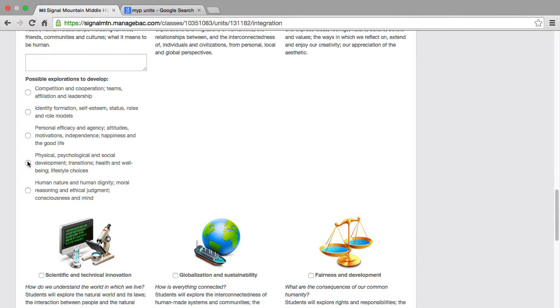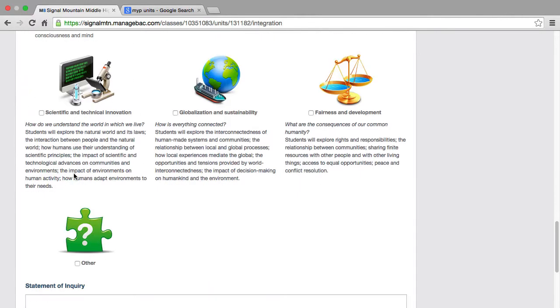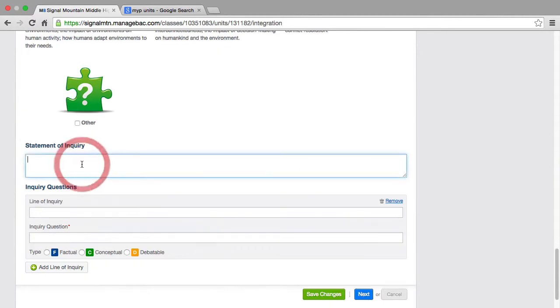I went ahead and selected this 4th option because I want to look at social development, I want to look at health, well-being, and lifestyle choices in my unit. Below that, we see the statement of inquiry.